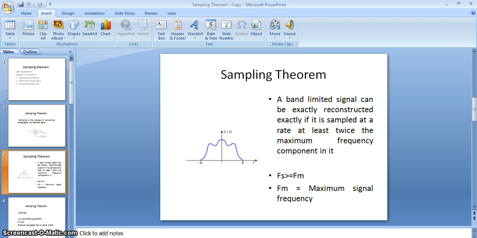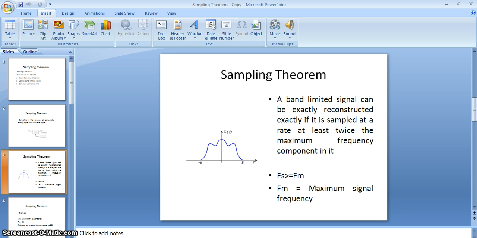Next we'll see for which signals we apply the sampling theorem. Mostly it is band limited signals. So what is a band limited signal? A band limited signal is one which has zero component outside a certain frequency. Look at the figure here. From 0 to B you have a component. After B we don't have a component, and such a signal is called a band limited signal. The sampling theorem is applied to the band limited signal.